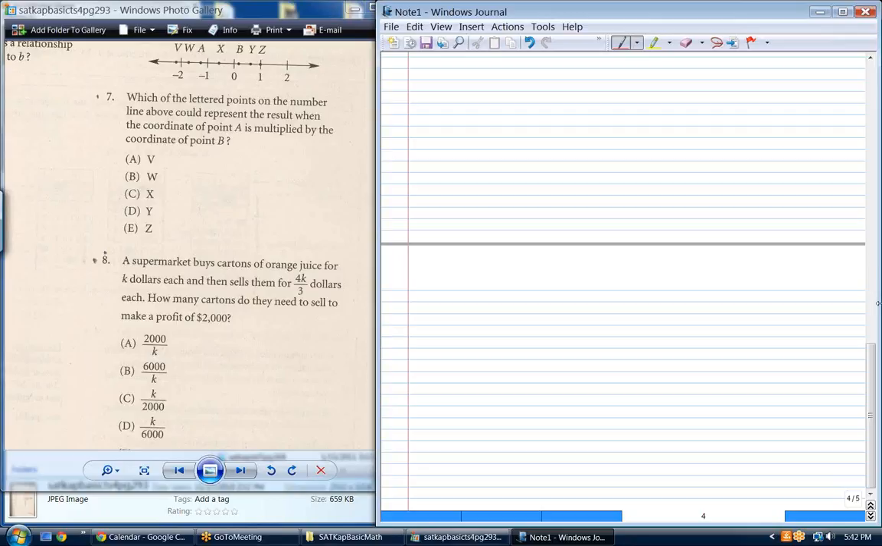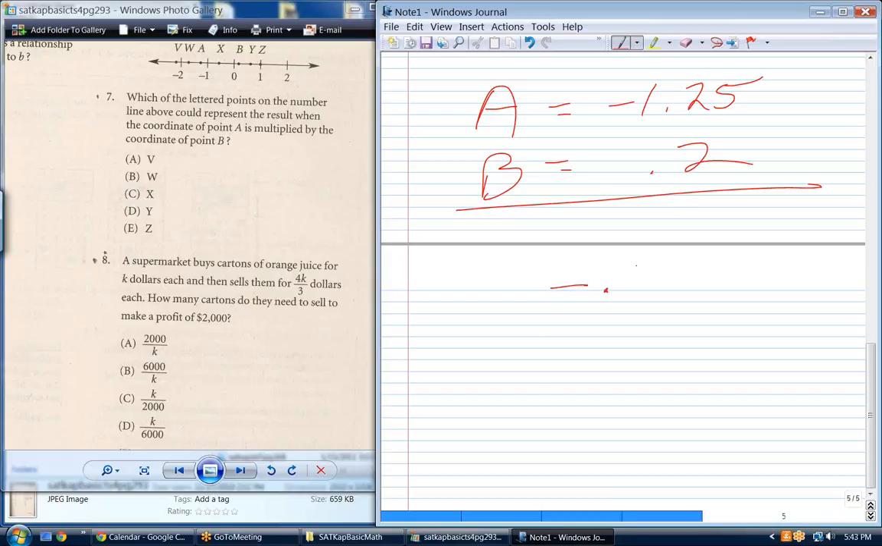What's the sign on A? What's the value on A? Give me an approximate value on A. Negative 1.25. Give me the approximate value on B. 0.2. Multiply those two things together. What do you get? Minus 0.25. That's pretty big. So which is the only answer that it could be?